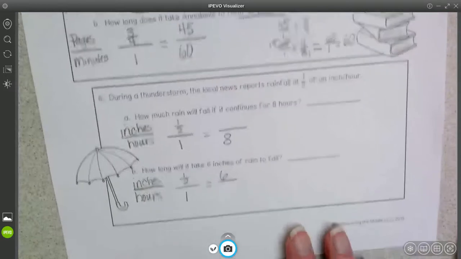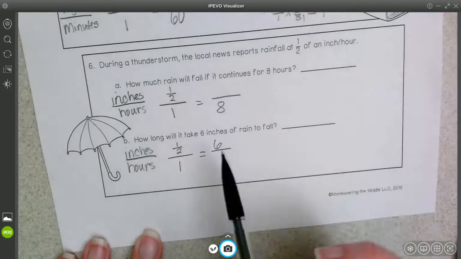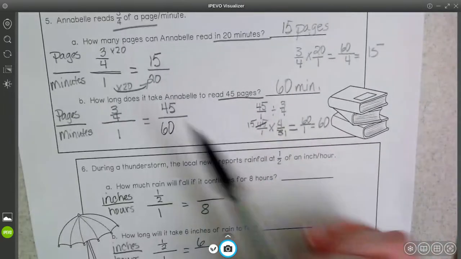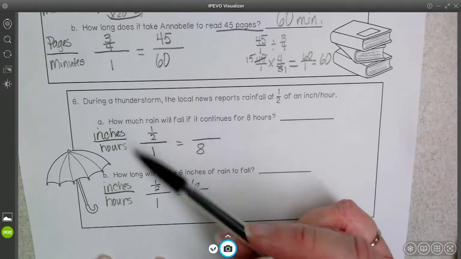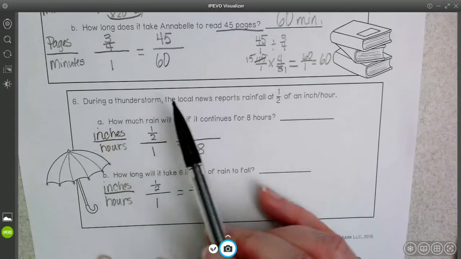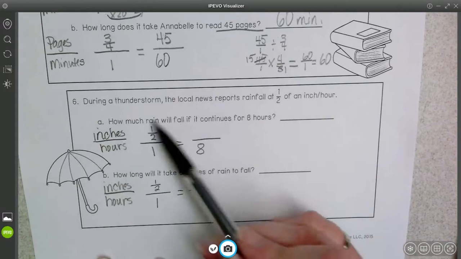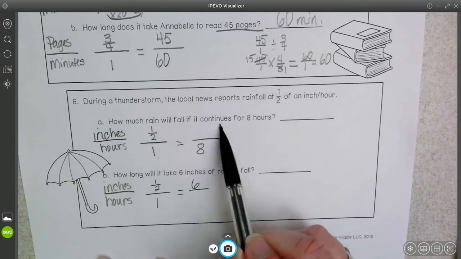Okay? We're going to do the same thing down here. I want you to try this one with what we just did right there. Okay? Try this one down here. I've got them set up for you already. You've got your inches to hours because during a thunderstorm, the local news reports a rainfall at 1/2 of an inch per hour. We're wanting to go for 8 hours.